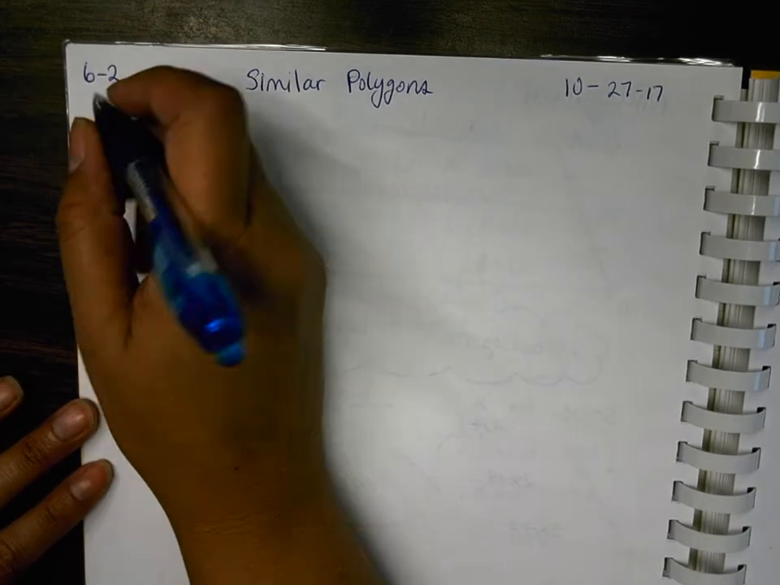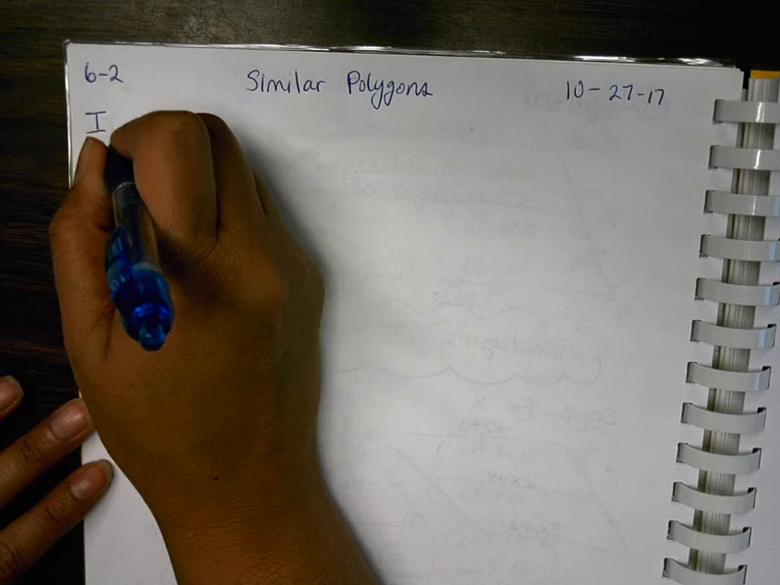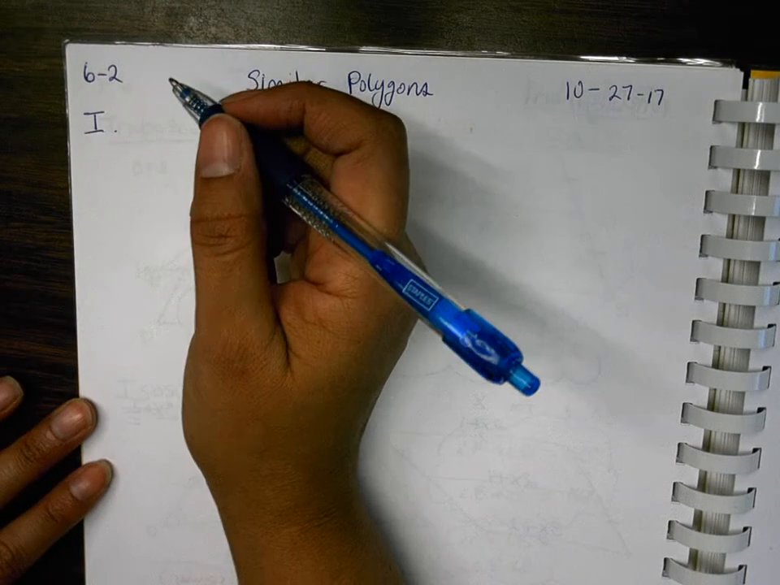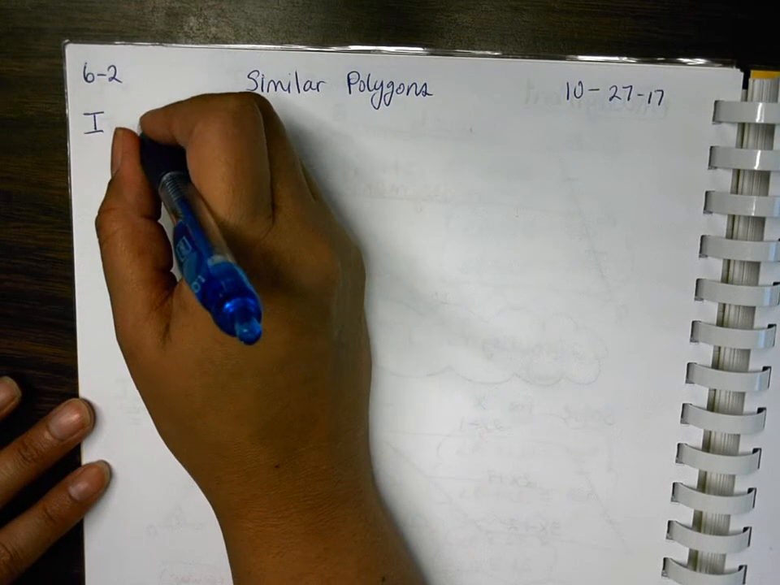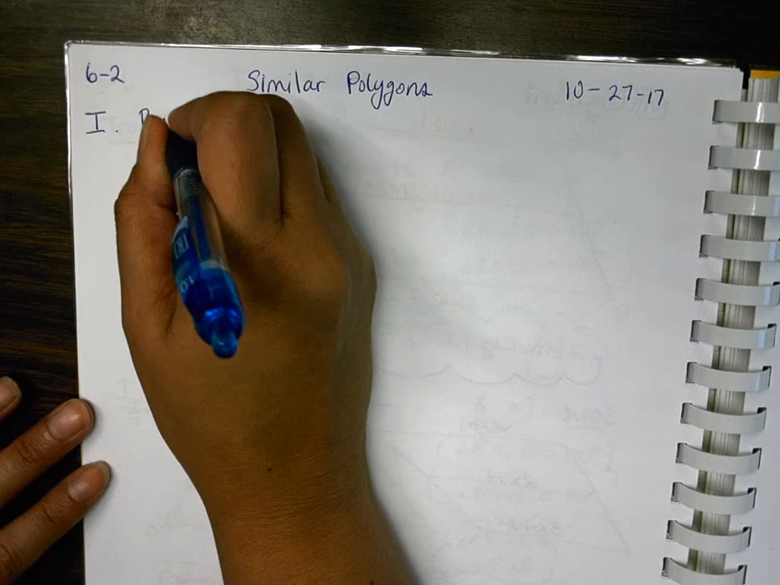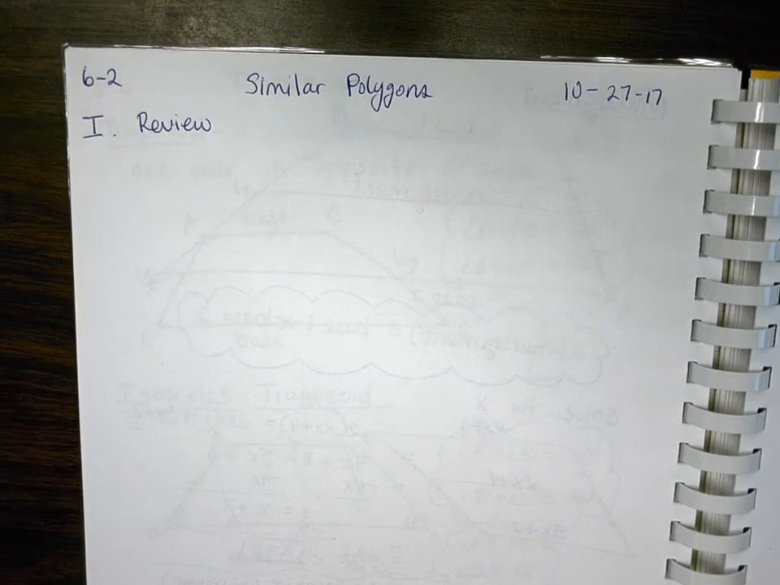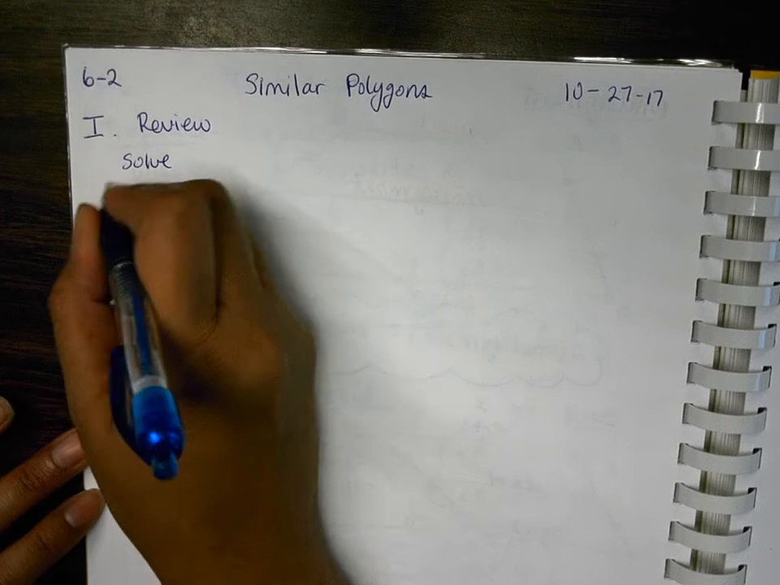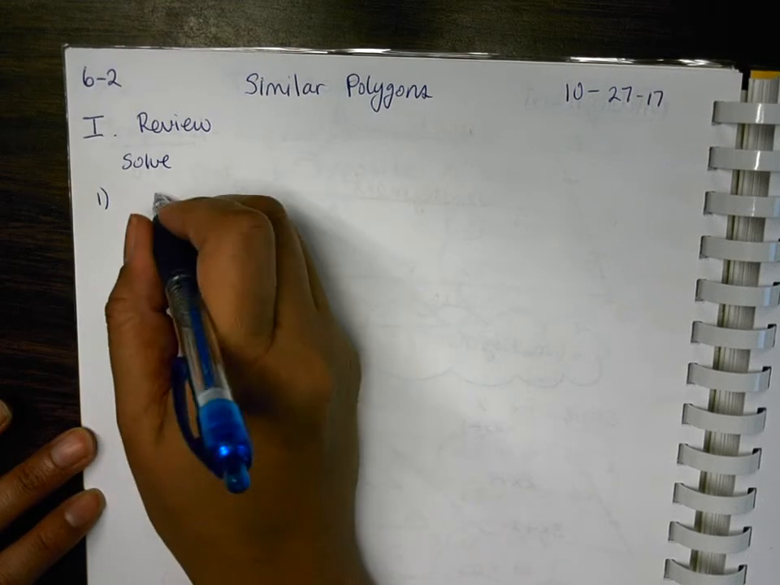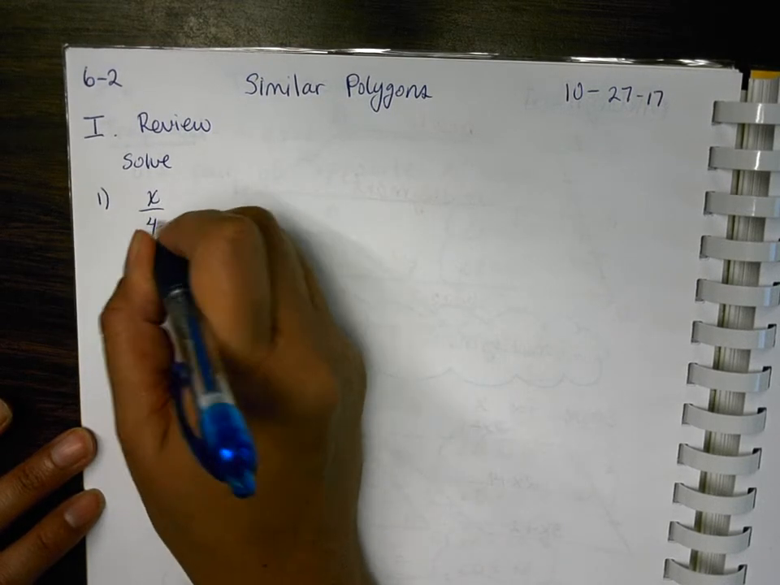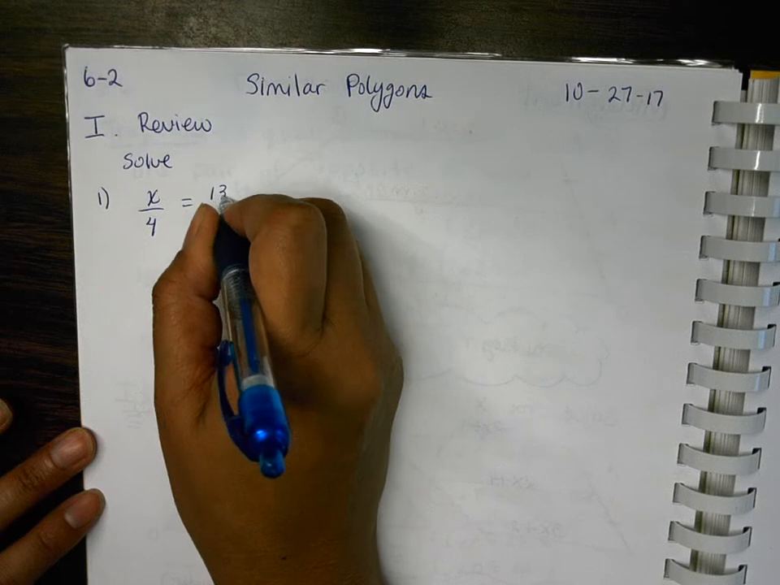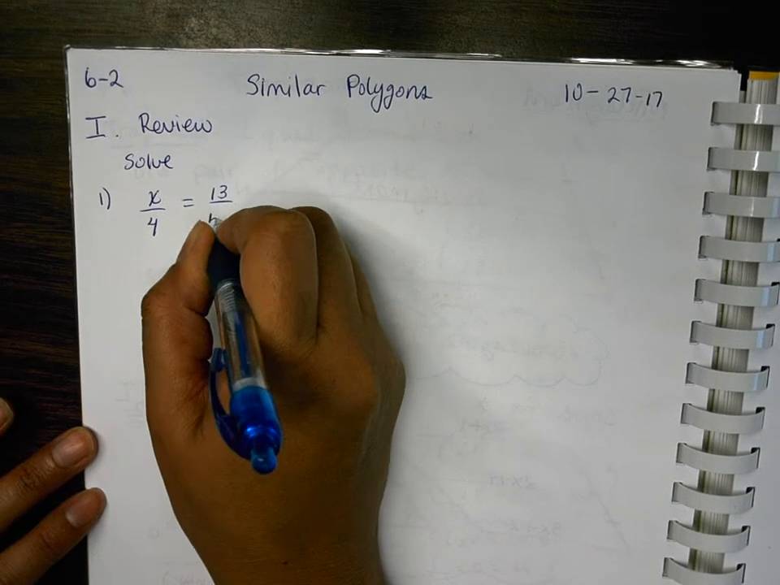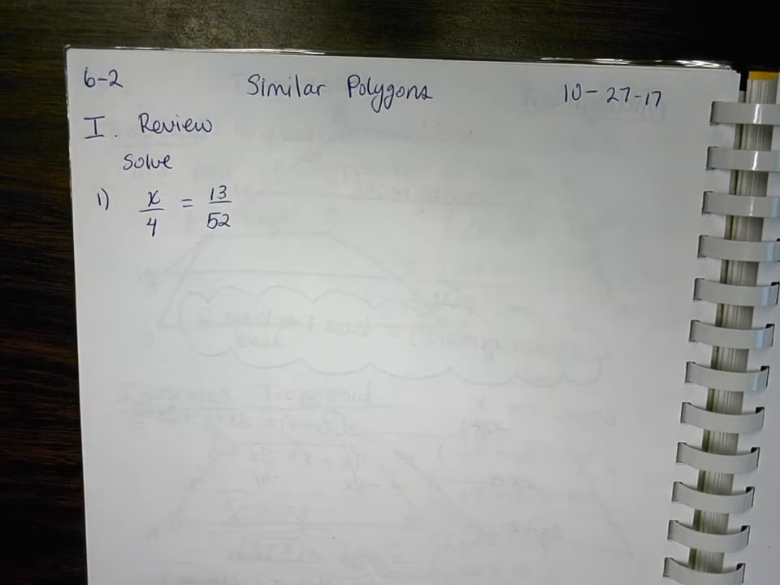All right, part one. Review. Solved. Number one, x over 4 equals 13 over 52.